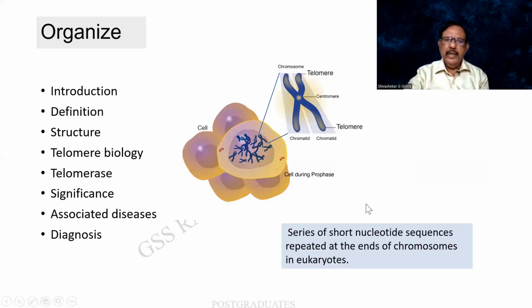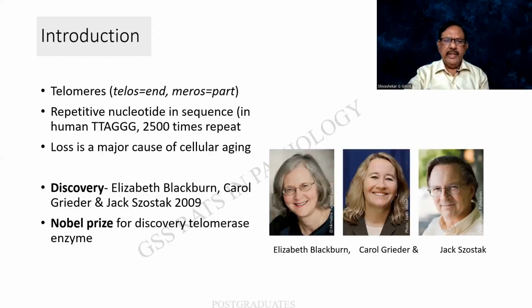So it is, in fact, a short nucleotide sequence that repeatedly occurs at the ends of the chromosomes in eukaryotes. Telos means end and meros means part. And on the screen, we are seeing the famous personalities who had been awarded the Nobel Prize. And obviously, when we are going through the panel of utilities of these, we shall know how well they are being justified.